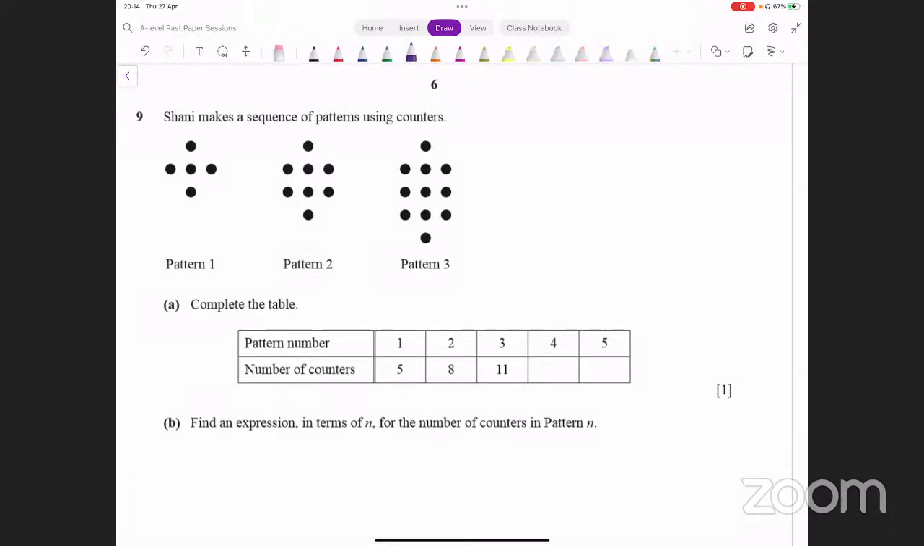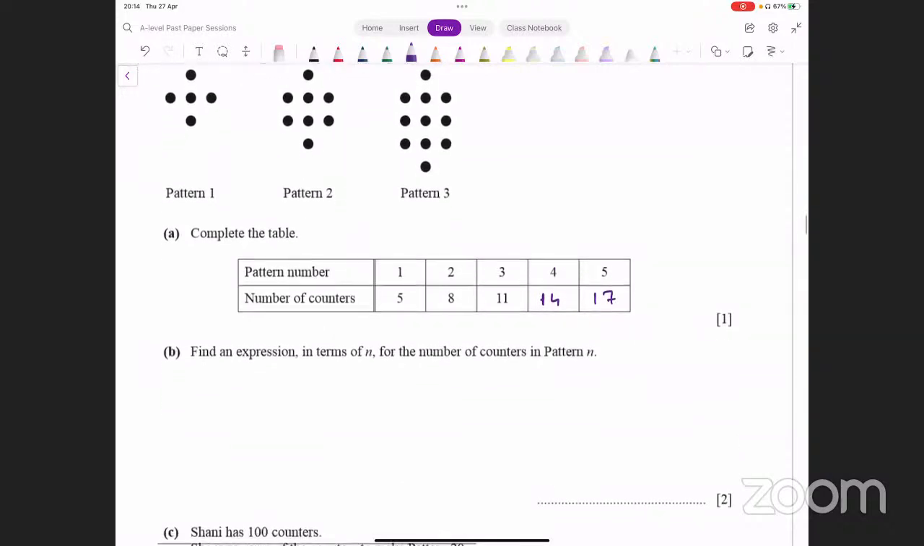You see the difference is constant. 5 plus 3, that gives you 8. 8 plus 3, that gives you 11. Constant difference, it's a linear sequence. So next term kya honi chahiye? 14. And then the next term after that is going to be 17. All right, so that's pretty straightforward.